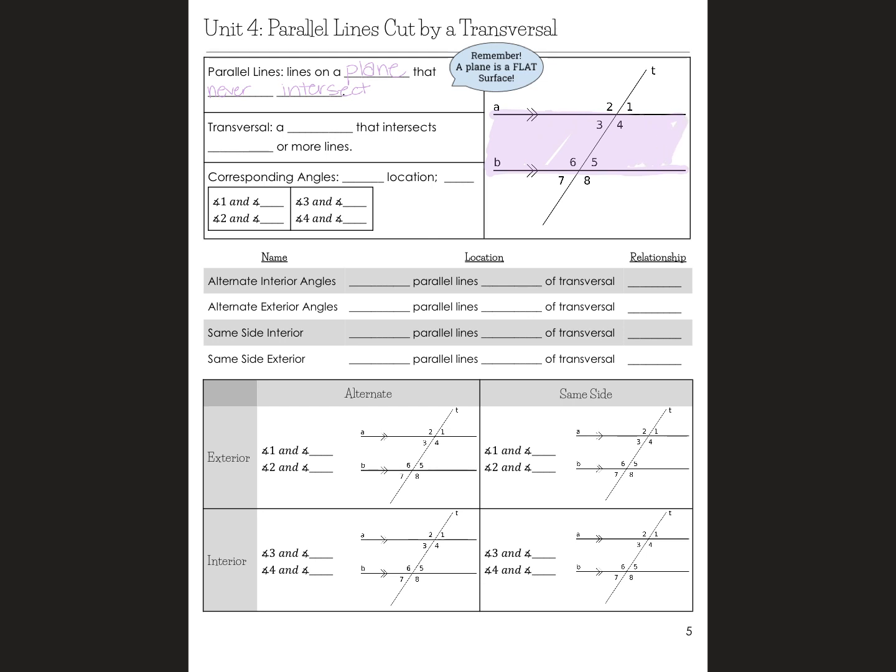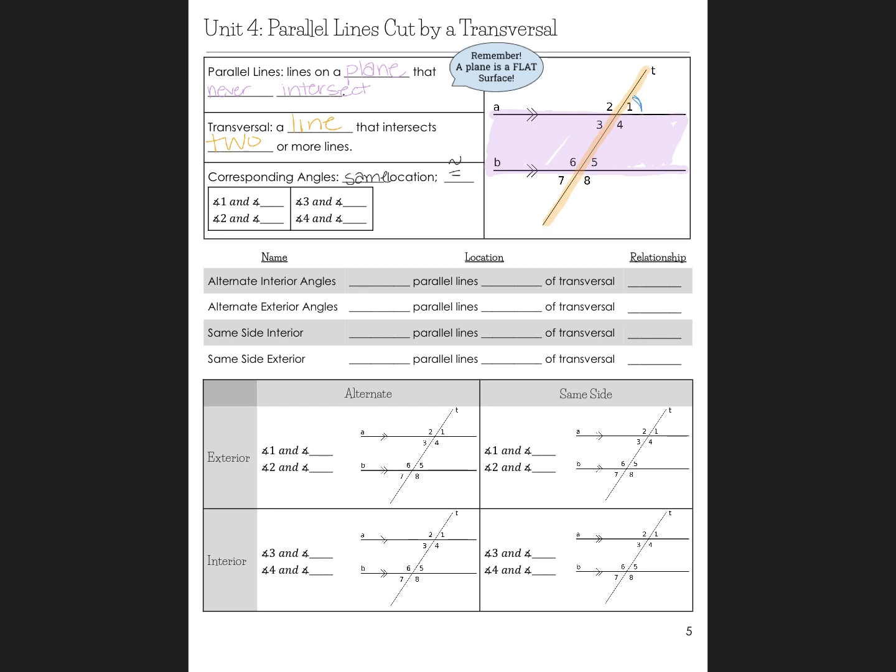Okay. A transversal is a line that intersects two or more lines. And my example of a transversal is right here. Corresponding angles share the same location and they have a congruent relationship. And as a reminder, this equal sign with a squiggly on top is our congruent symbol. So there are four pairs of corresponding angles, and we're going to start by looking at angle number 1.